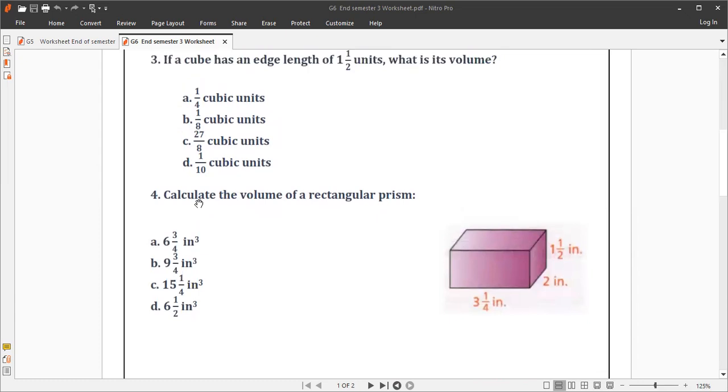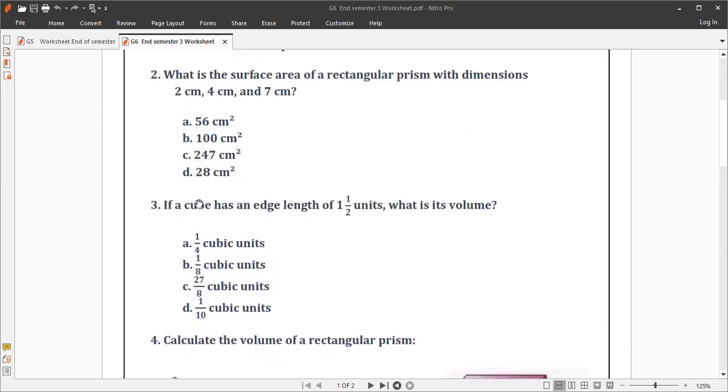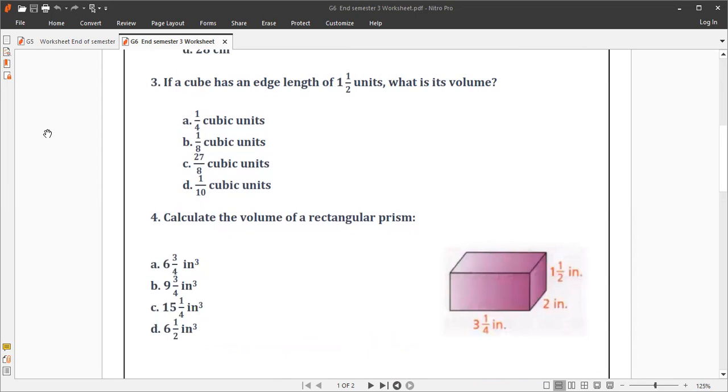Question number 3. If a cube has an edge length of 1.5 units, what is the volume? For the volume of the cube or the volume of the rectangular prism, we multiply the length by the width and the height. Multiply only. In these two questions he asked about the volume, which equals length times width times height. But in the cube, the length, the width, and the height are the same.